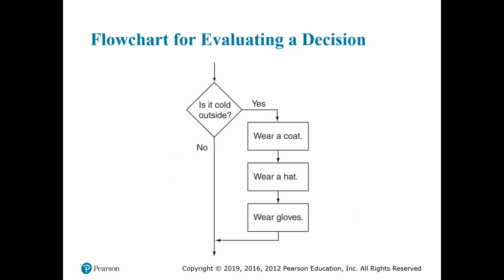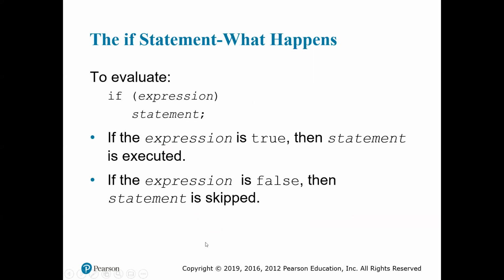You can do more than one thing if it's cold outside, though. You don't have to just wear a coat. You can wear a hat and wear gloves. So your if can have more than one statement inside of it. And still, if it's not cold, then you just skip and move on to the next thing. So you have if, and then you have some sort of expression, something that's going to evaluate to true or false. And then you have your statement, and you can have multiple statements if you want to. If your if is false, then it skips whatever the statement is here. And if the if is true, then it does what the statement is.